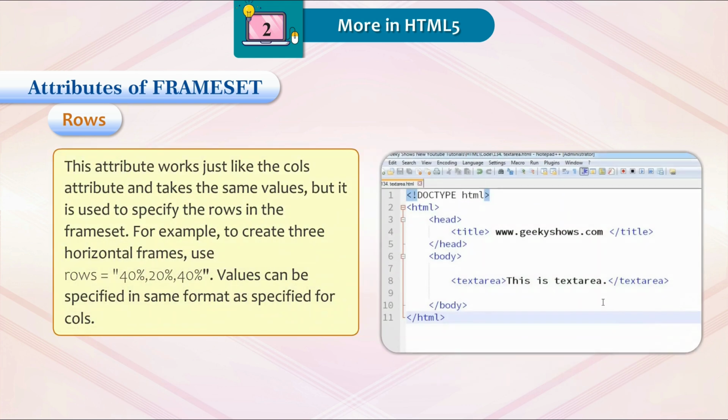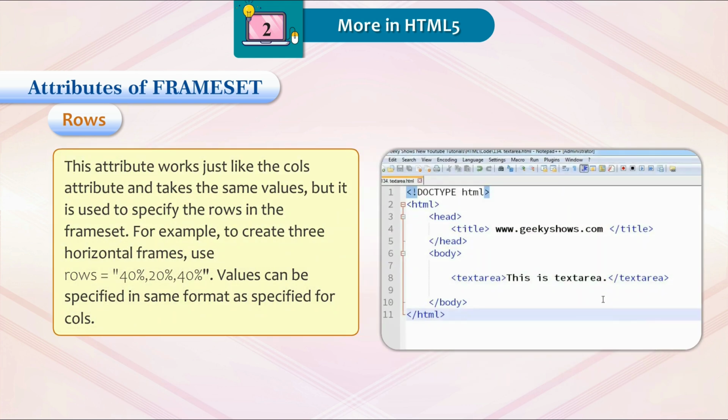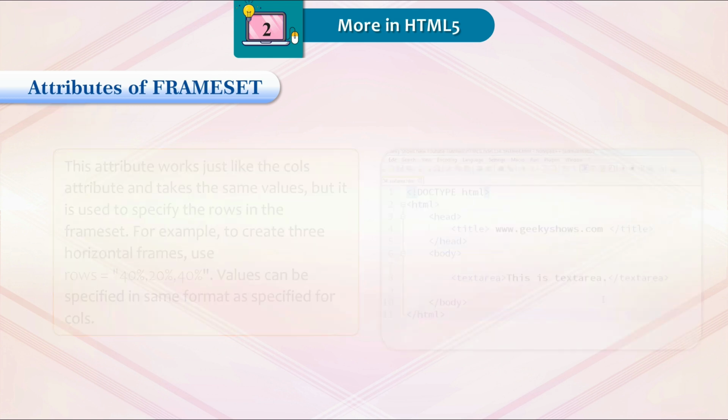Rows. This attribute works just like the cols attribute and takes the same values, but it is used to specify the rows in the frameset. For example, to create 3 horizontal frames, use rows 40%, 20%, 40%. Values can be specified in the same format as specified for cols.